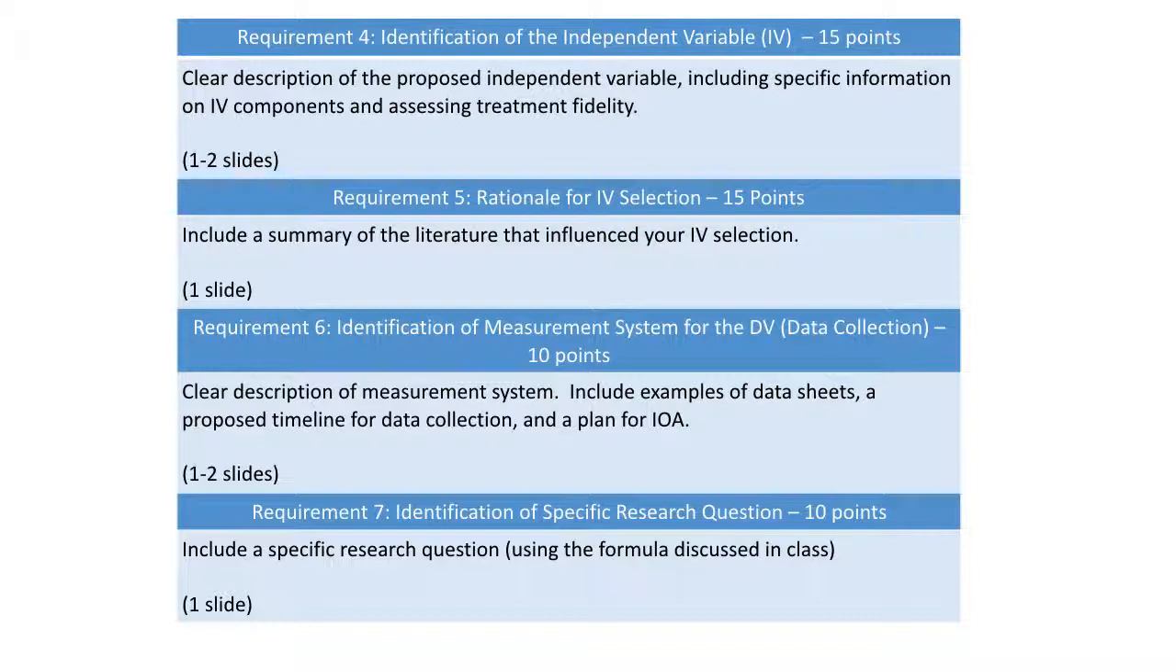You need to be in the literature looking at what are people using to target talking out for students with autism. It's okay to start broad and make that broad connection if you aren't finding literature that's really specific to student characteristics or dependent variable characteristics. But you need to have clear summaries of literature that influence your independent variable to get full credit under requirement 5. Okay, requirement number 6 is the identification of the measurement system for the dependent variable.